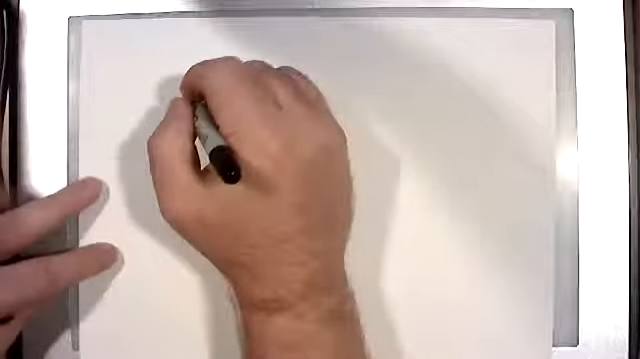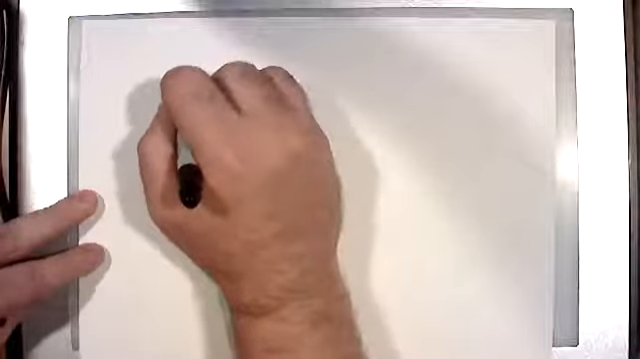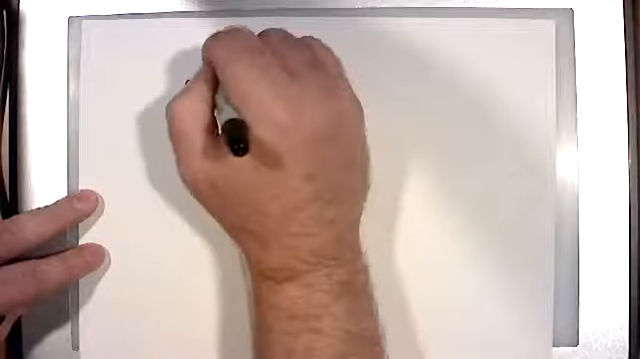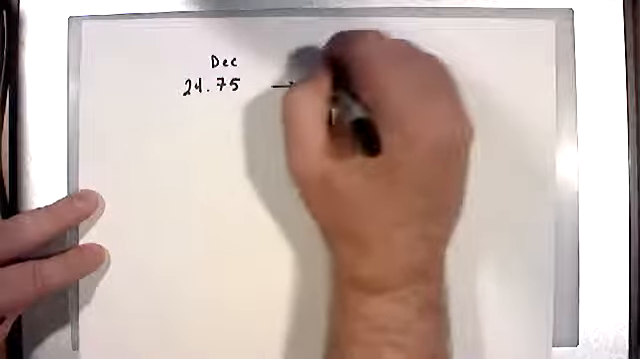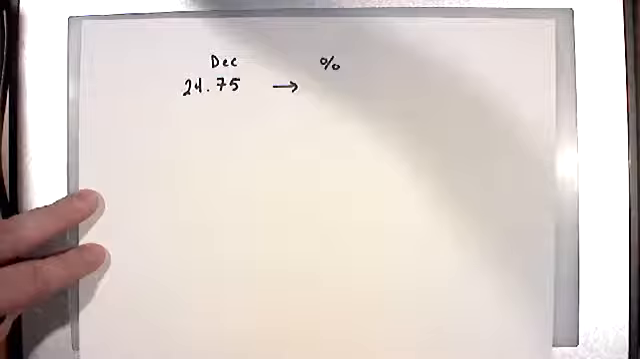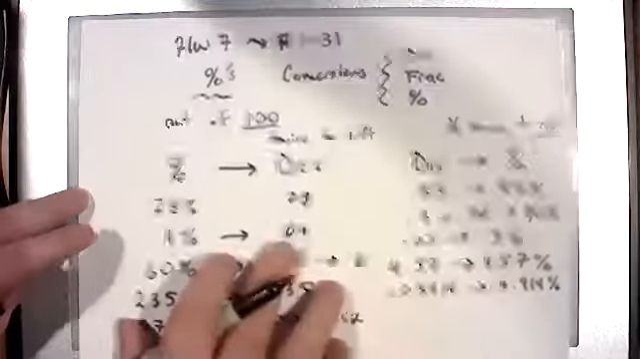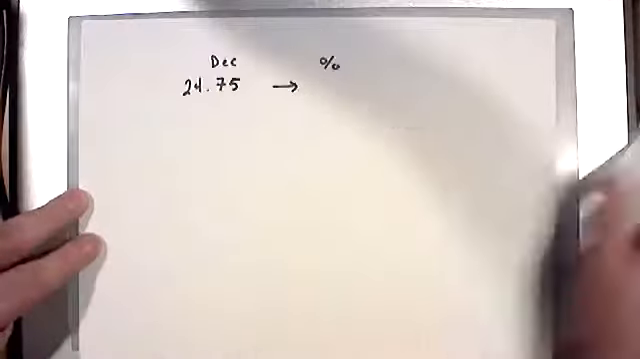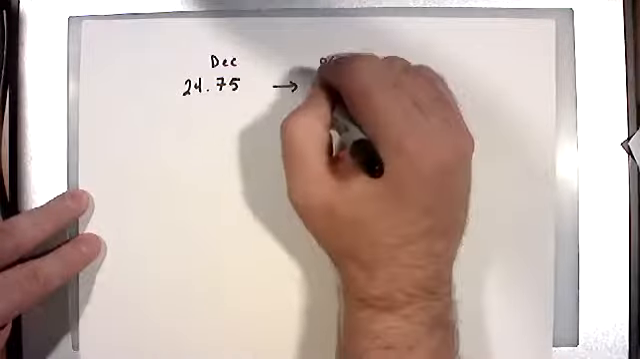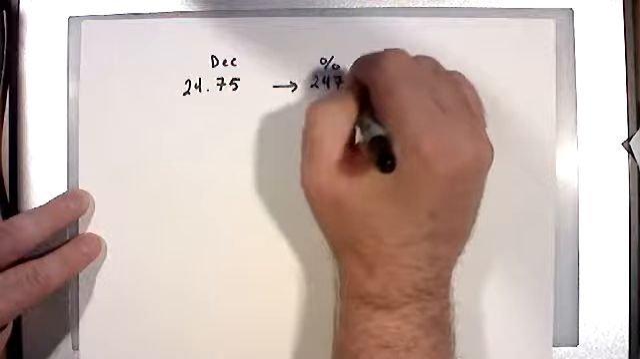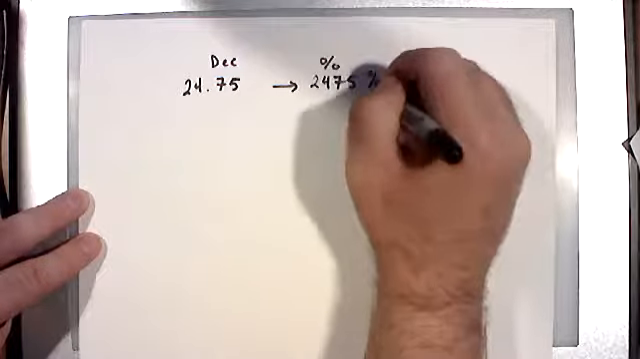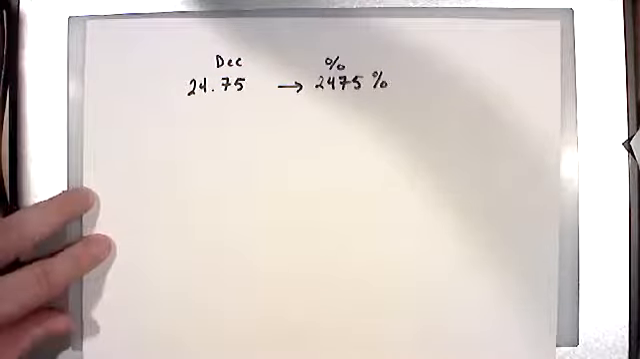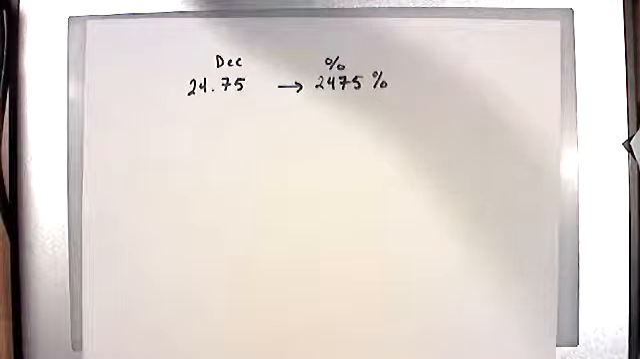Let's say we had something like 24.75, and that was a decimal. How would I convert that to a percentage? Well, what did we say just a minute ago? We said decimal to percent, that's going to be twice to the right. Take the decimal and go twice to the right. So that would be 2475 with the decimal on the end now, percent. So 24.75 becomes 2,475%. Just again, to practice here, just to make sure we're clear.